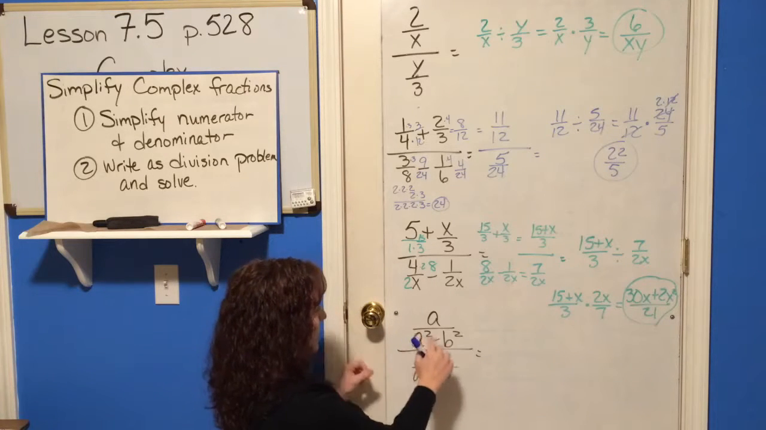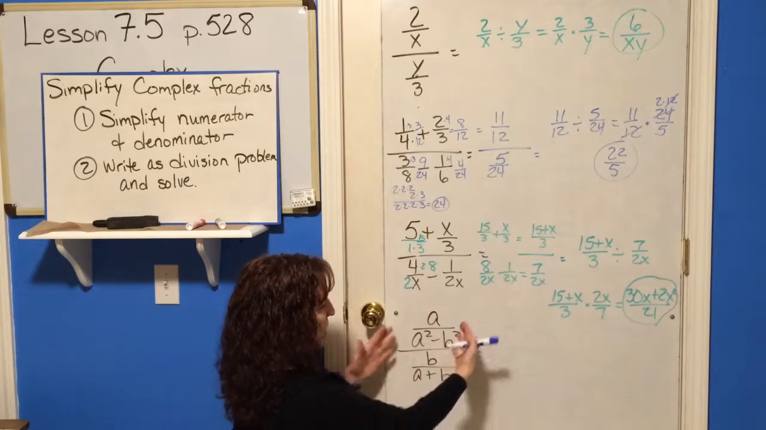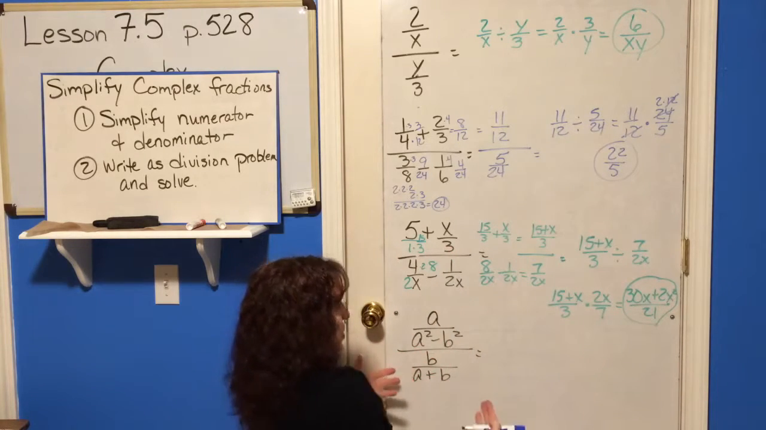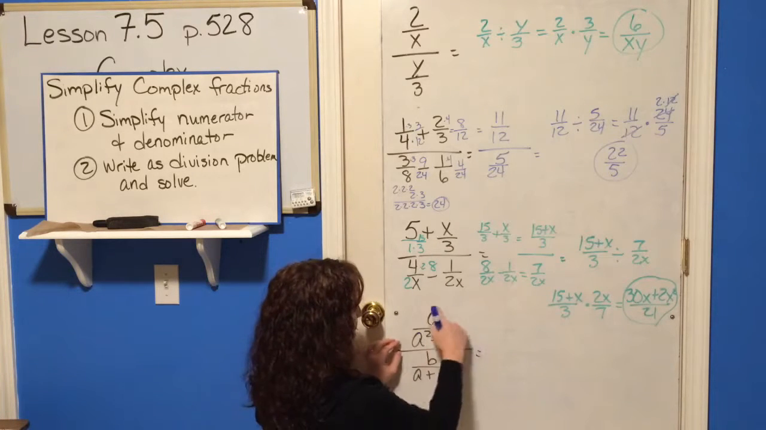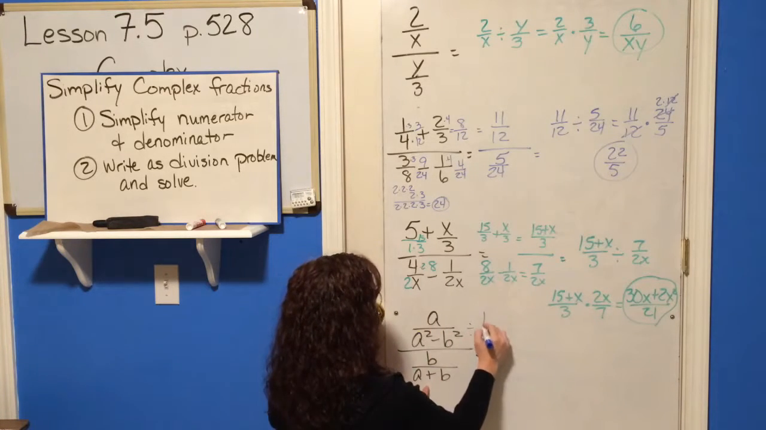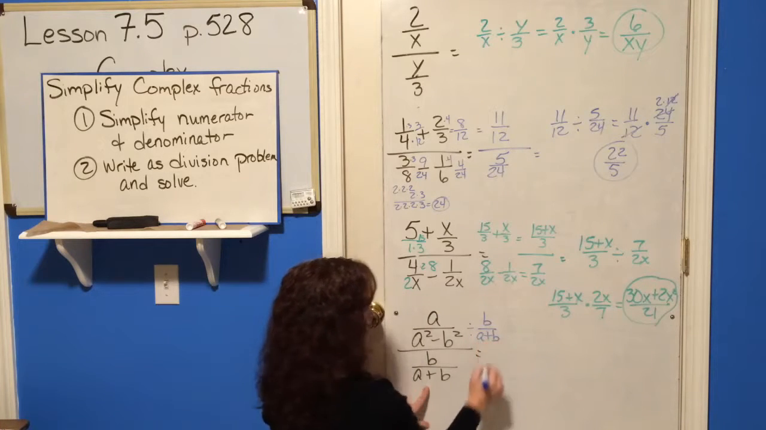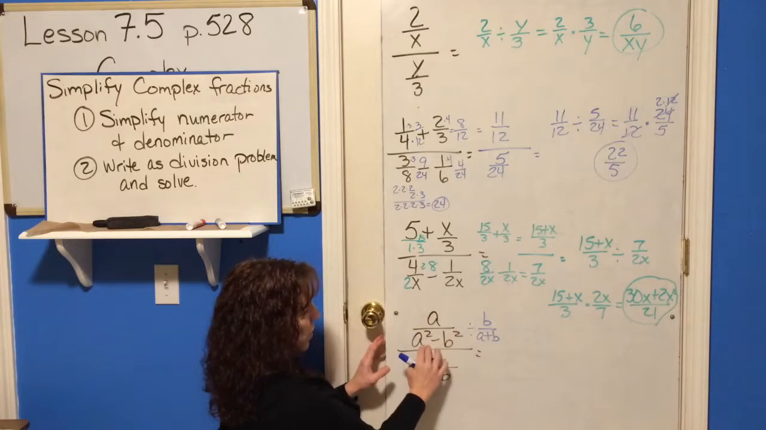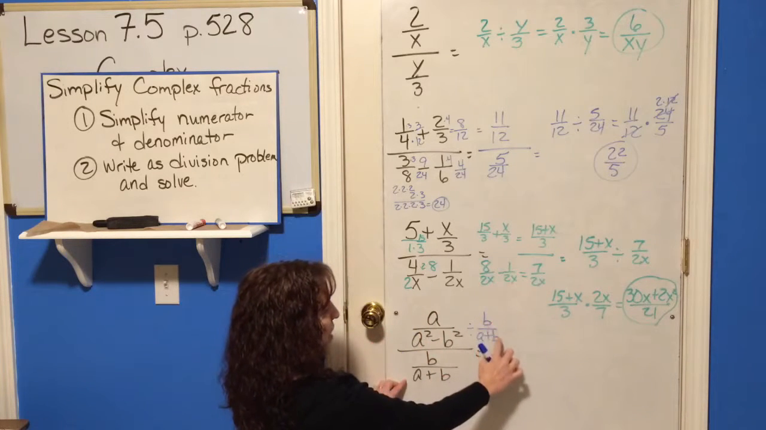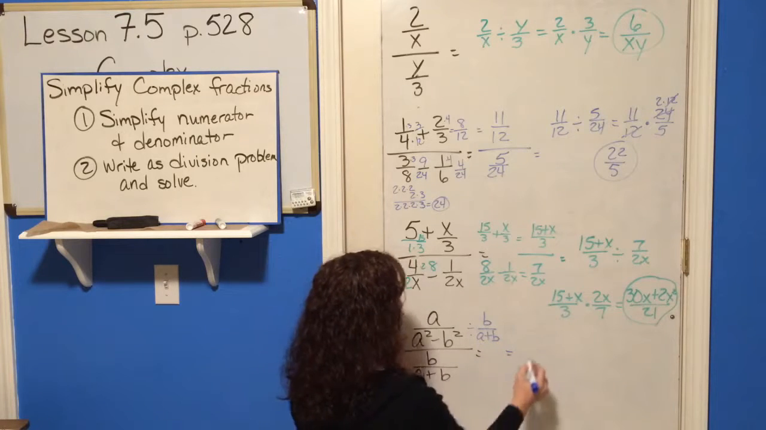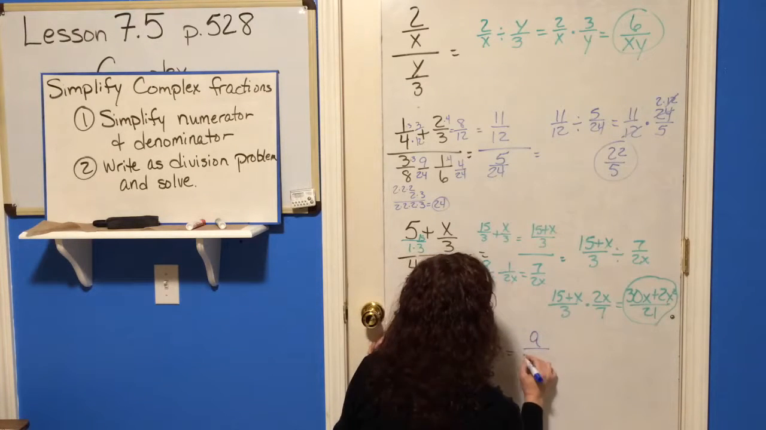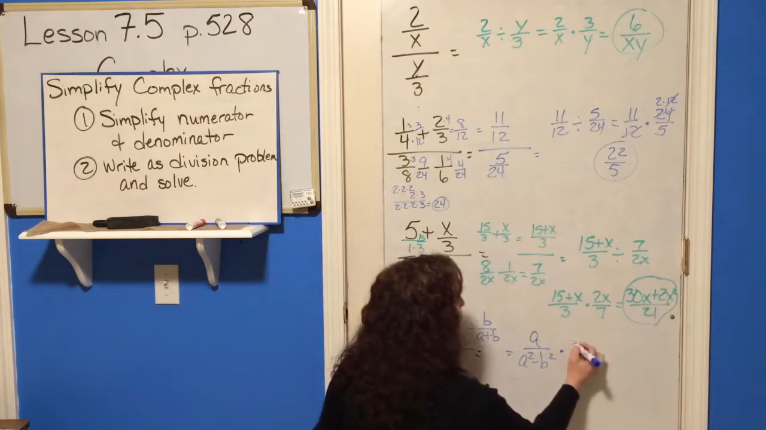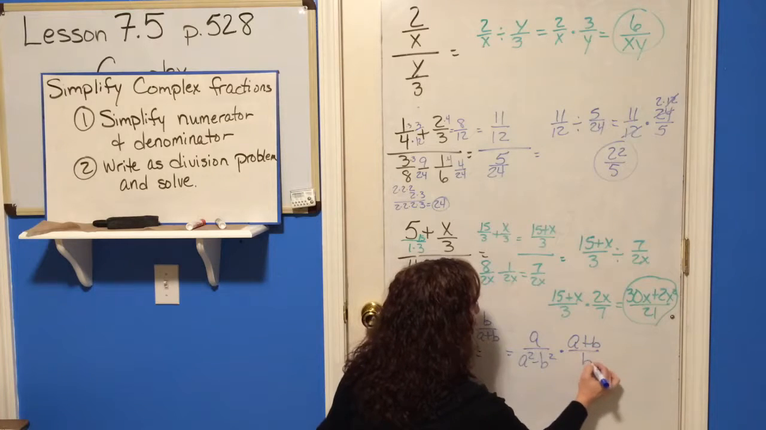Now, in this case, these are really simplified already. It's not two fractions, so they're simplified. So this one, we're just going to make it into a division problem. So it's this divided by this, right? This says this divided by this. So a over a squared minus b squared divided by b over a plus b. So change it to a multiplication problem. A over a squared minus b squared times, and now flip them, a plus b over b.